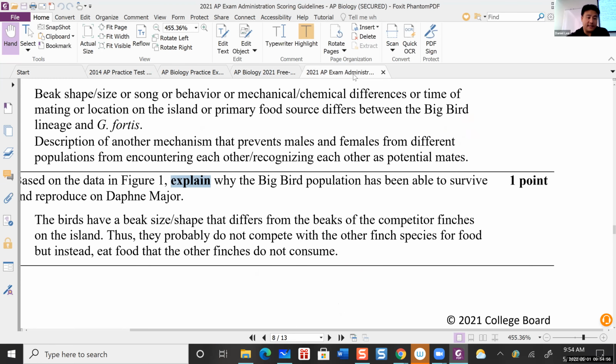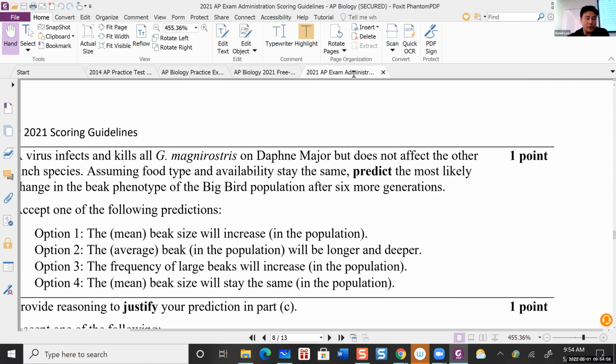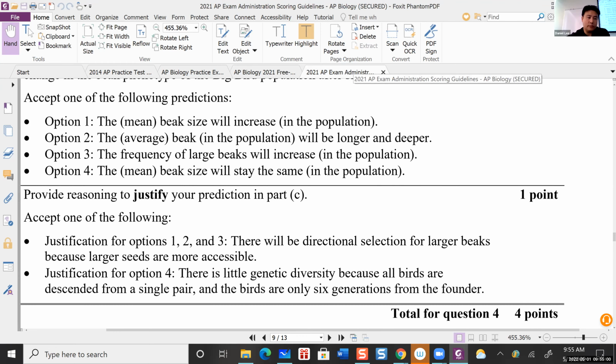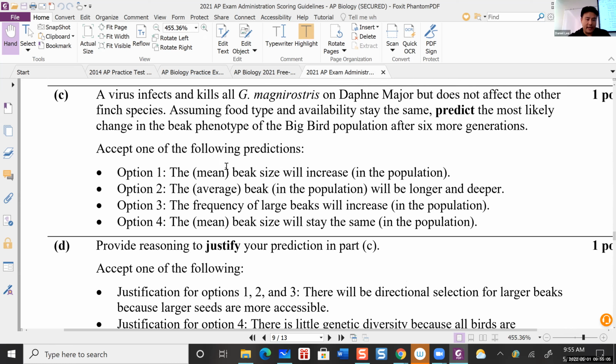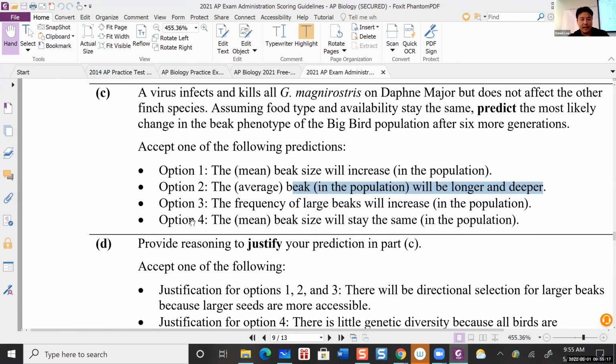Let's see if they accept other things. It's always good to look at the answer key because, if you look at this one, they allow for a bunch of different predictions. You can talk about the average beak size. You don't have to say depth or length, they will increase. Beak will become longer and deeper. Frequency of large beak will increase. You can even say option four: the prediction is the beak size will remain the same.